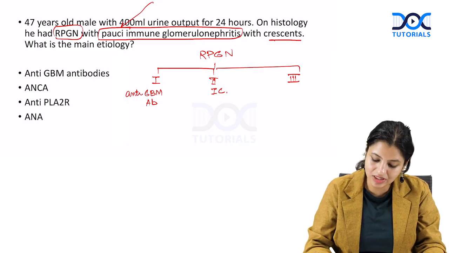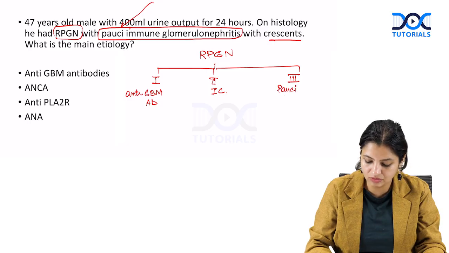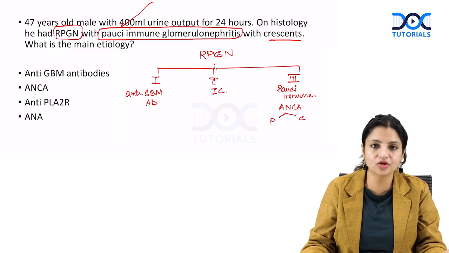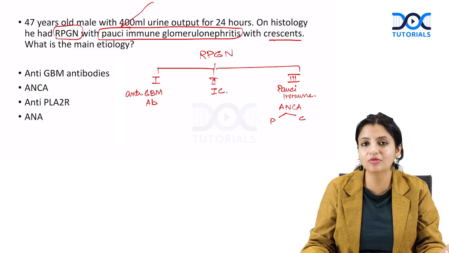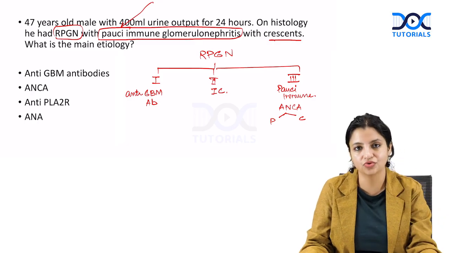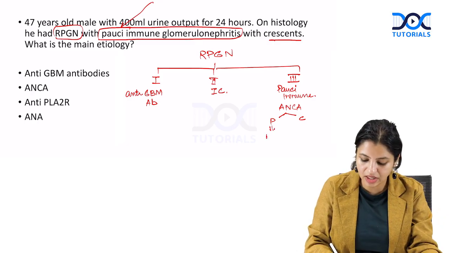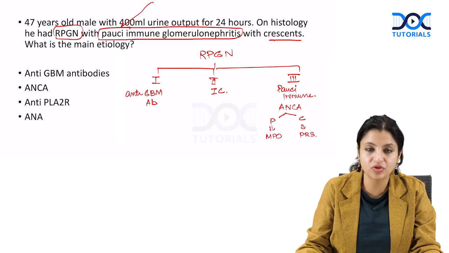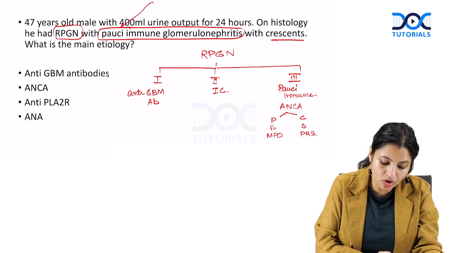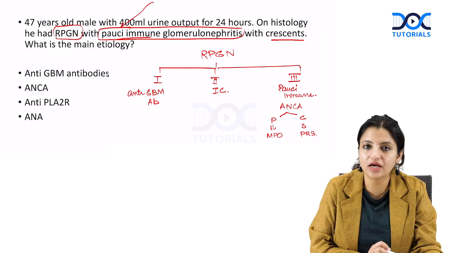Type 3 is basically your pauci-immune. Okay, so pauci-immune, there is no immune complex there, but it is due to circulating antibodies, that is ANCA antibodies, which can either be P-ANCA or C-ANCA. Okay, so that is anti-neutrophil cytoplasmic antibody. So these antibodies are targeting the granules of the neutrophil. Okay, so P-ANCA basically targets your MPO and C-ANCA basically targets your proteinase 3. Okay, so this is pauci-immune. So now the question is, pauci-immune glomerulonephritis, which has which antibody?